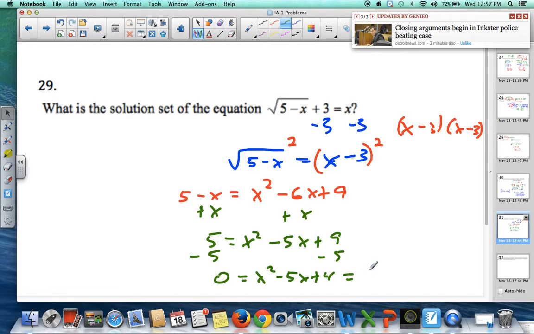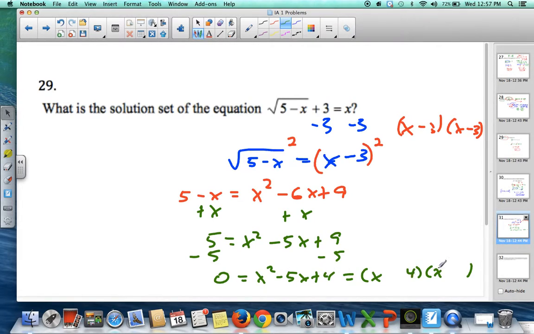And that can be factored to x, and looking for numbers that multiply to 4 and add to 5. That's going to be 4 and 1, and they're both the same sign. They're both negatives. So now that means either x minus 4 is going to be 0, in which case x equals 4, or x minus 1 equals 0, in which case x equals 1.